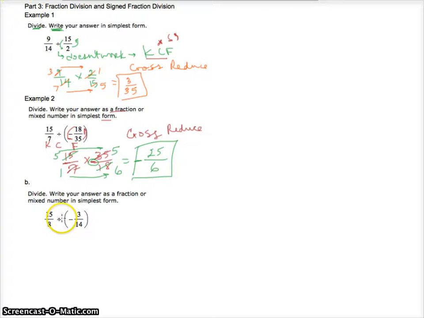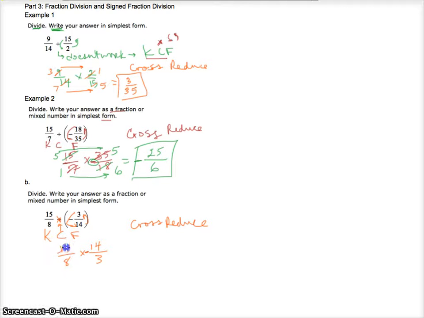I've got 15 over 8 divided by negative 3 over 14. So here I'm going to keep, change, flip again. So I'm going to write 15 over 8. That's my keep. I'm going to change to multiplication. I'm going to flip my fraction, so 14 over 3, and it's still going to be negative. Here I'm going to cross reduce again because I can.